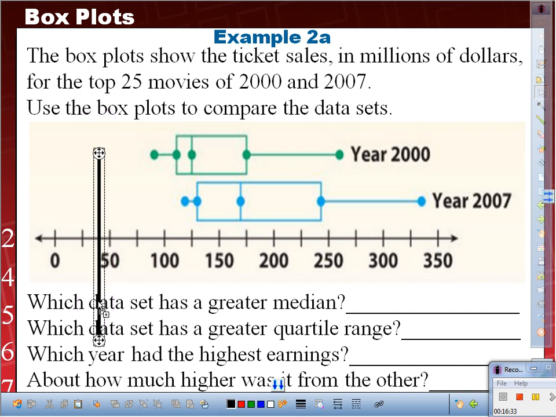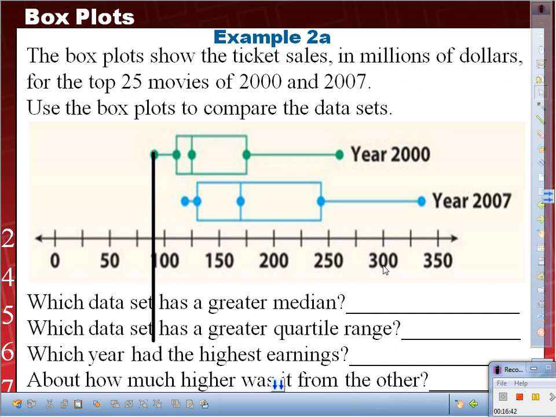So I'm going to scan this, and I'm going to go part by part. We need 5 parts for each set of data, and we're going to label it. So I'm going to start at the first one, the minimum.